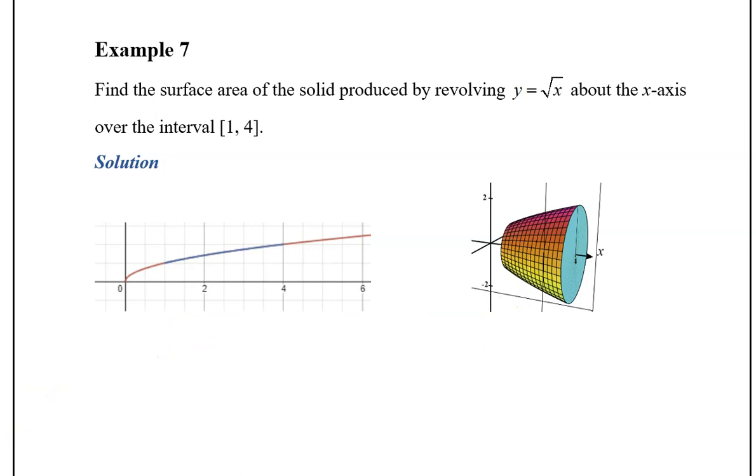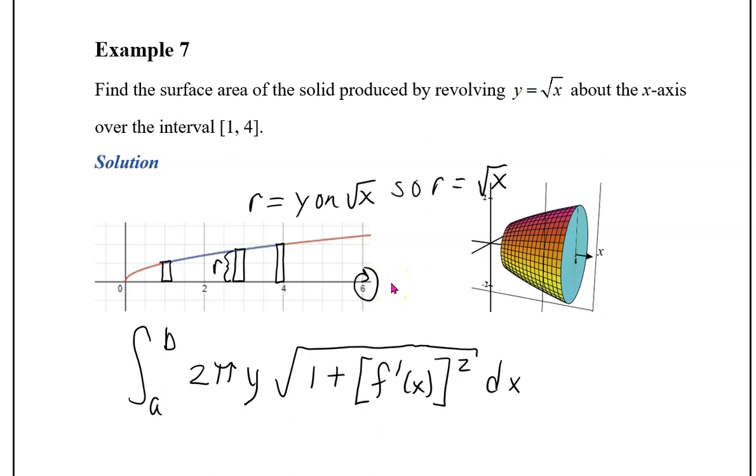Let's write down the formula that we need to compute the surface area. Since we're rotating about the x-axis, that means that our strips are going to be running vertically, and our radius is given by the height of the strip, or the length of the strip. Since the length is given by the y value on our curve, square root of x, that gives us the radius, r is equal to the square root of x. Our formula is the integral from a to b of 2 pi times the y value times the square root of 1 plus f prime of x quantity squared dx.